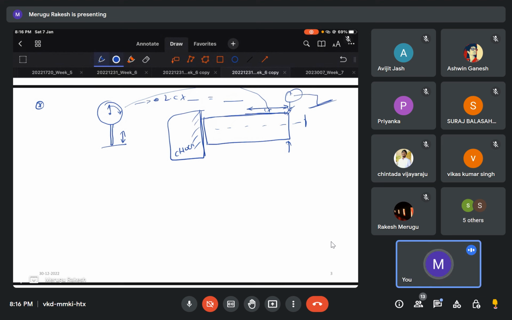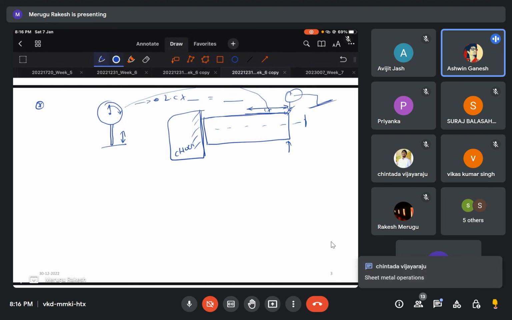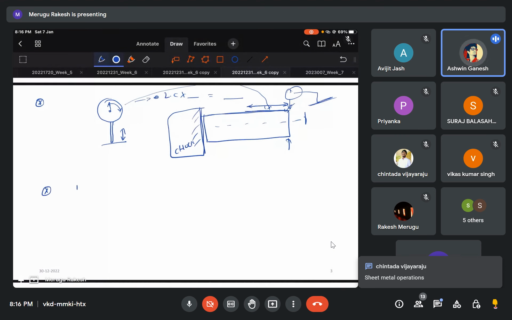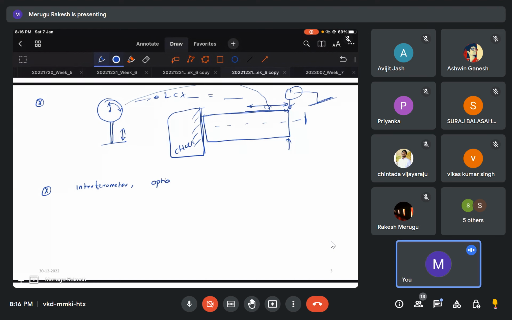Any other questions? Yes, sir. If we have interferometer and optical flat, what is the difference exactly? Because we discussed them both together, separately given interferometer and optical flat. So optical flat is nothing but the device that we put on the workpiece, and we use some microscopes to see the fringes formation. That is something to do with the optical flat.